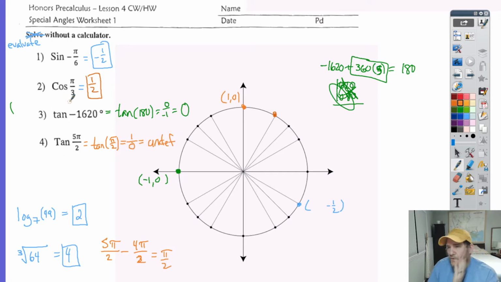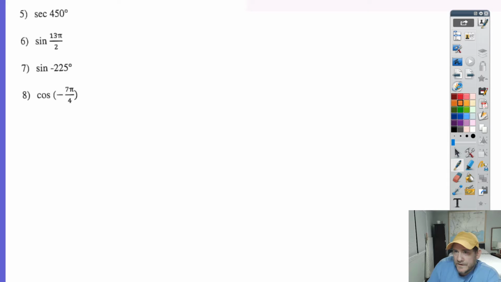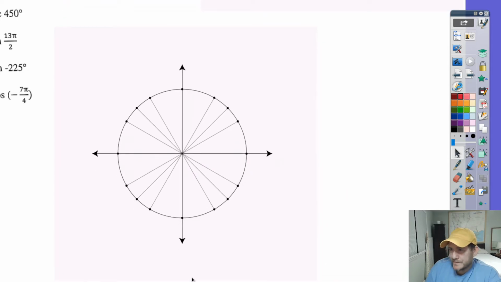That's 1, 2, 3, 4 out of a total of 173. We're going to be here a while. All right, let's do these. Okay, guess what? You'll have a unit circle, bada bing.